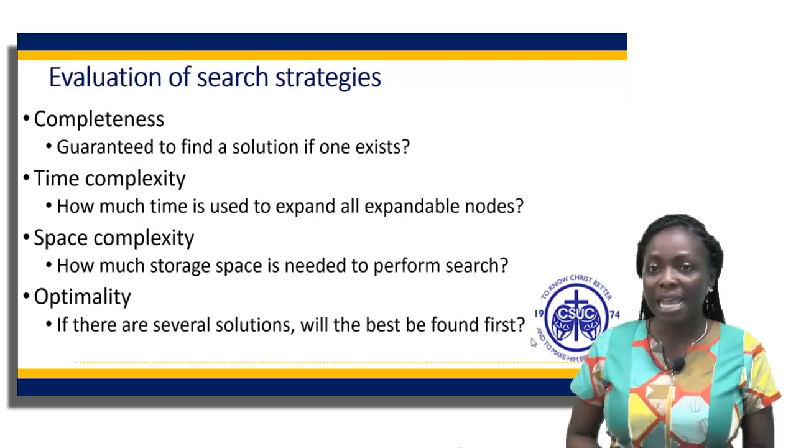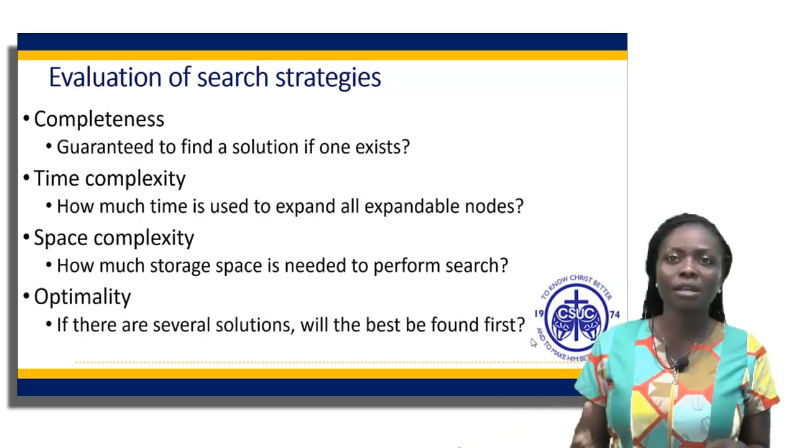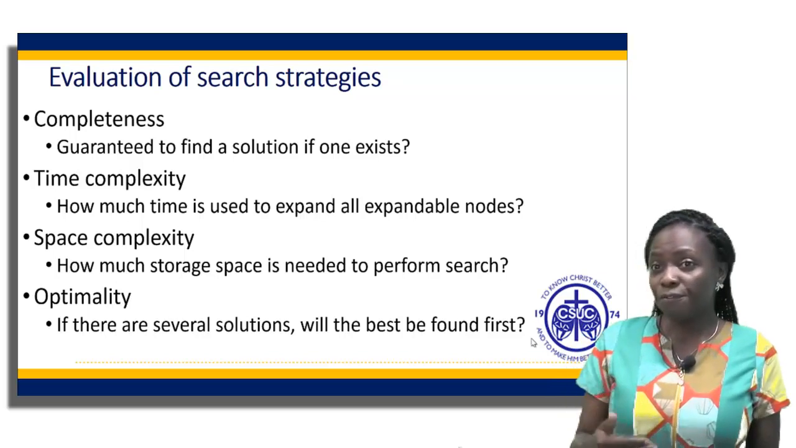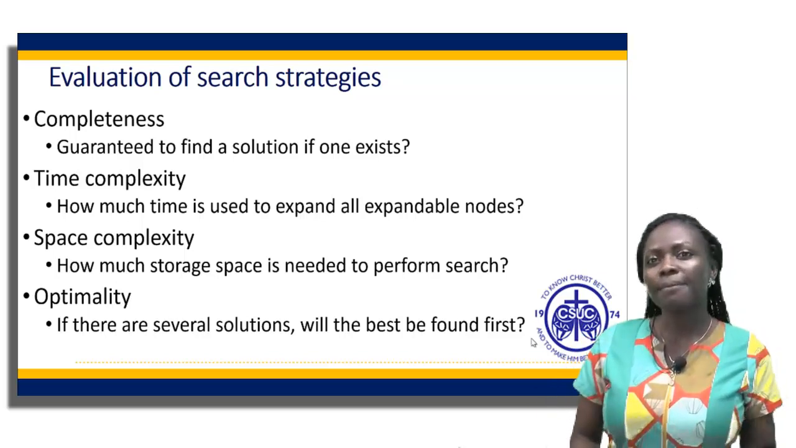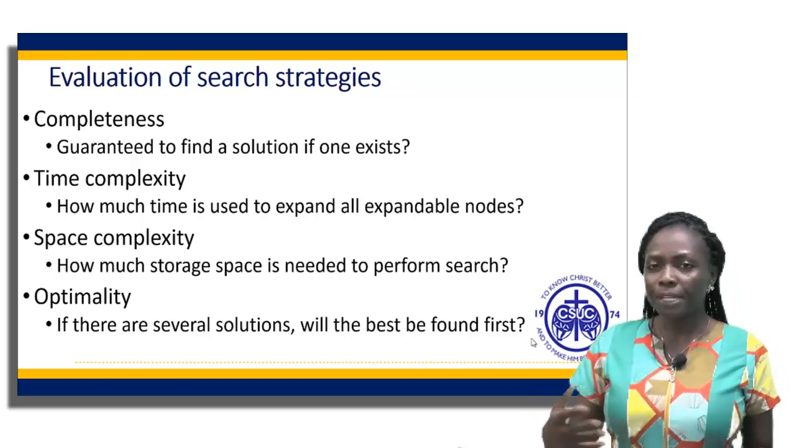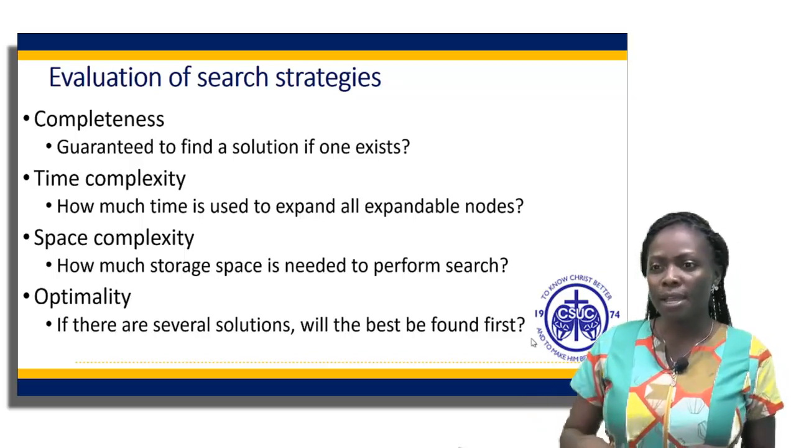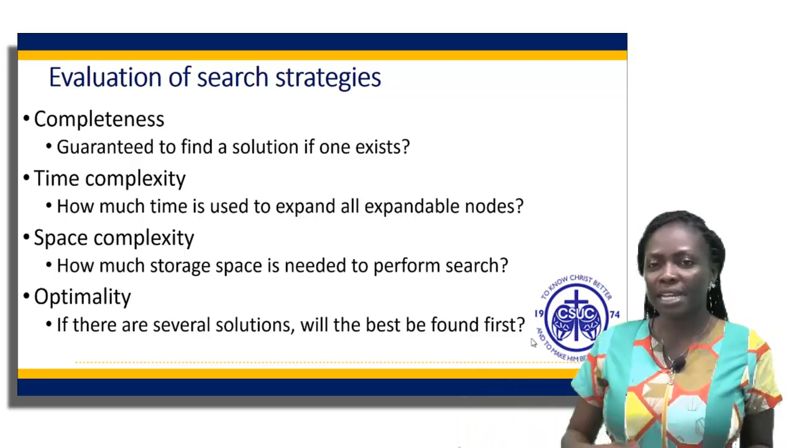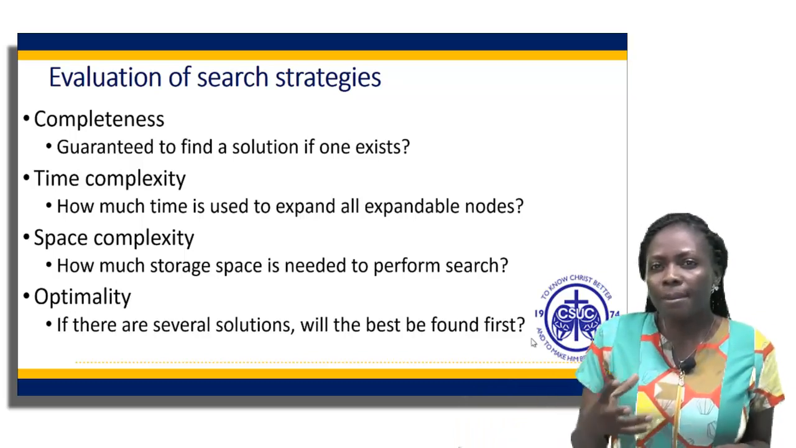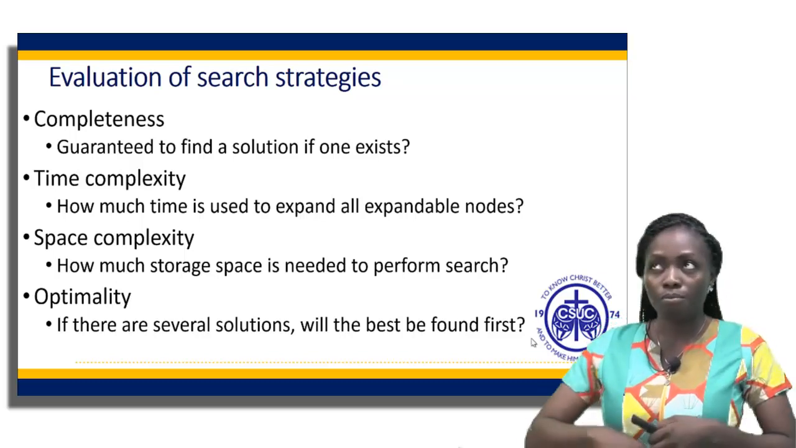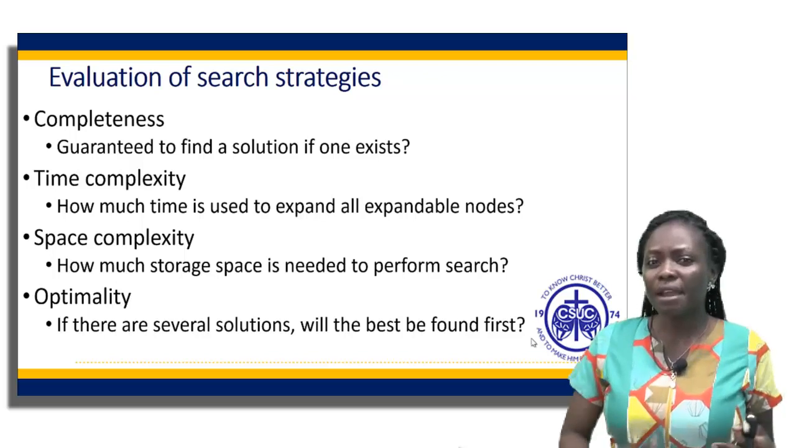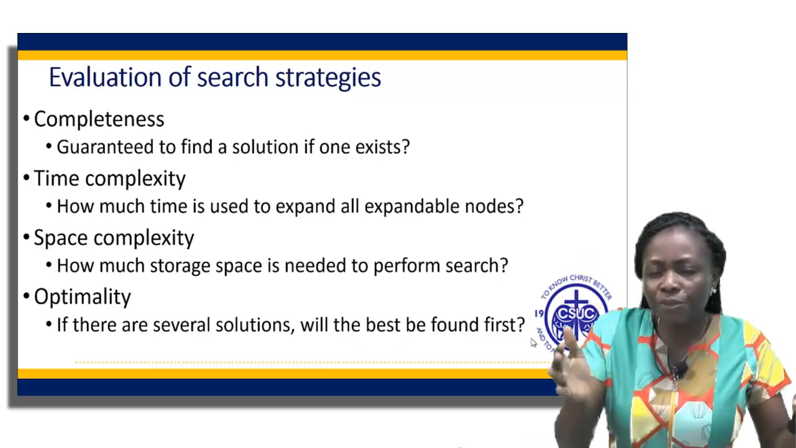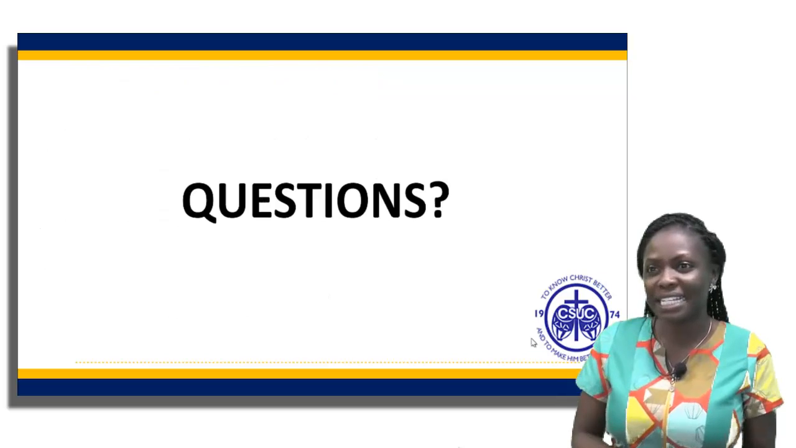Then we have optimality. If there are so many solutions for that particular problem, are we going to ensure that we have found the best solution first? Remember the example I gave about traveling from Kumasi to Accra. There are so many solutions. I don't need to sit on a bus to find out how much it is going to be, how long it will take me in terms of comfort and all that. But if there is an optimal solution, maybe if I take a plane, that is the best I could do. If there are so many options, am I saying that for this particular strategy, the best solution was the first one that I arrived at? That is going to be the optimality test.